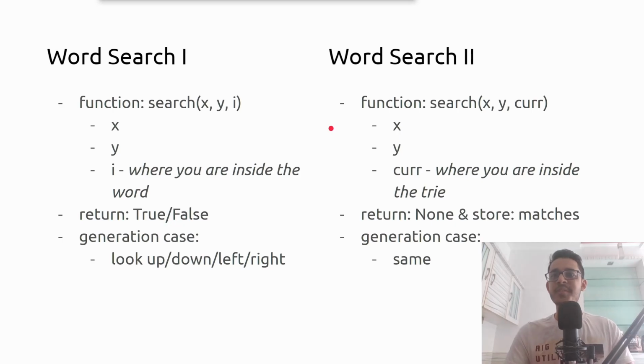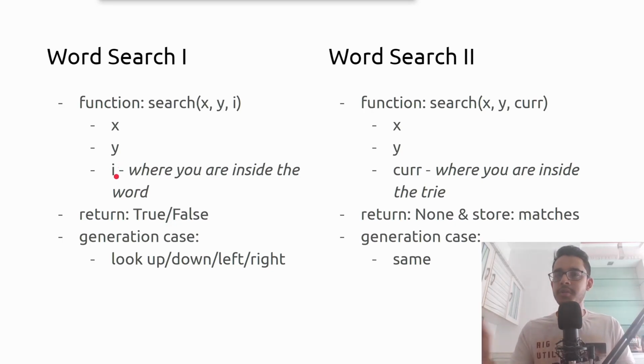Okay, let's get started with the second part of the solution. This is a bit more complicated, but if you understand word search 1 properly, there are going to be a lot of parallels that you can draw into word search 2. Okay, let's start from the very basics, which is the search function. The search function previously had x, y, and i. X represented the x coordinate, y was the y coordinate, and both of these specified where we are inside of this board, what character we are currently looking at.